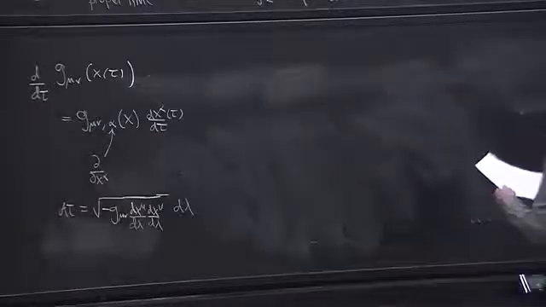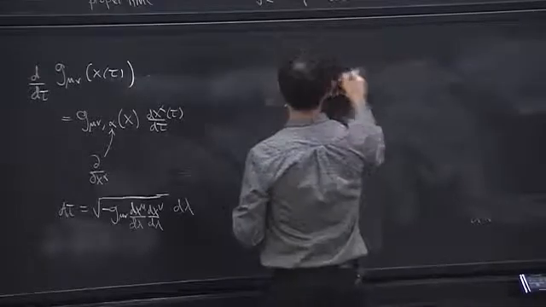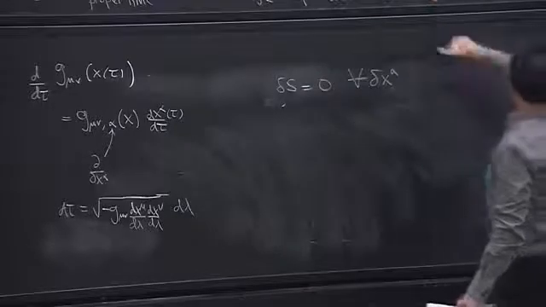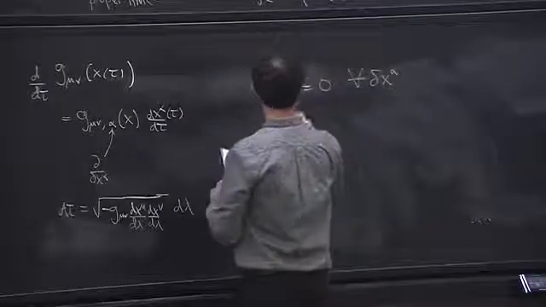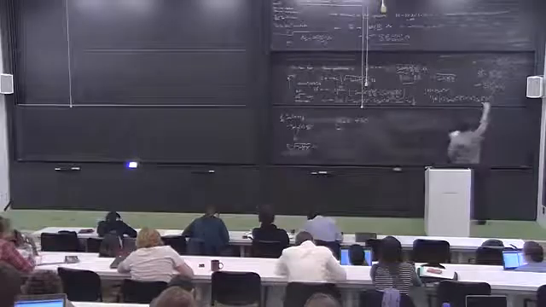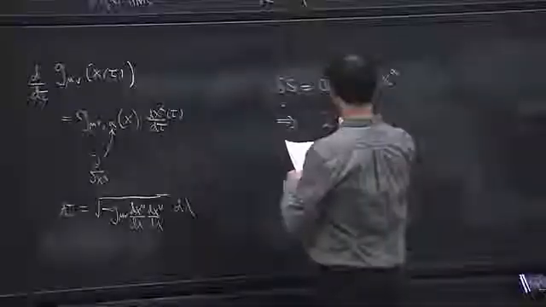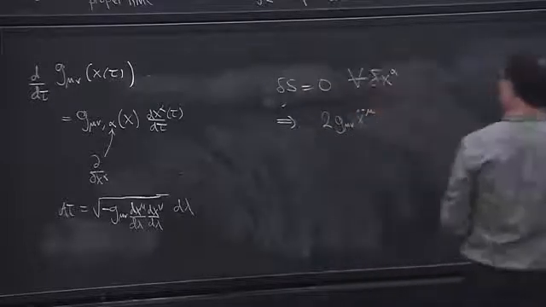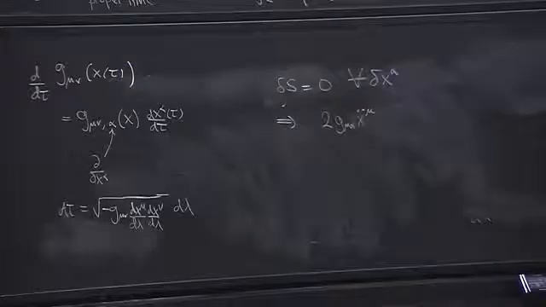Okay, so now we've got this form. We can write this as δS equals 0 for all δx^α. So it means the coefficient of δx^α here, and here, and here, adding them all together, I must get 0. The coefficient of δx^α here is g_μα ẍ^μ, so what I've got is 2 g_μα ẍ^μ. I've called it alpha just to keep it consistent with that. So that's the coefficient of δx^α. I change the index mu to alpha and set it to 0.